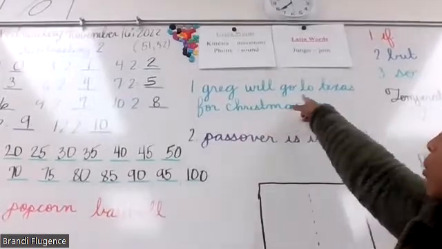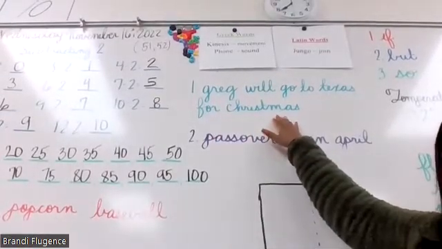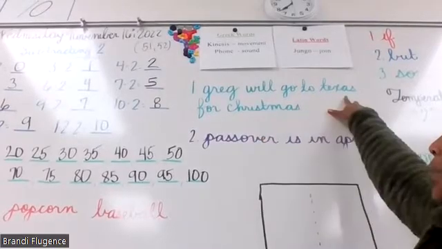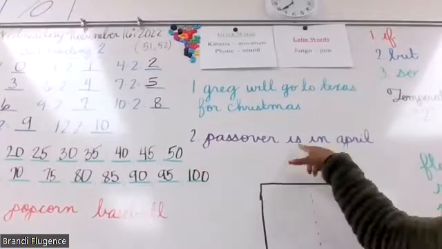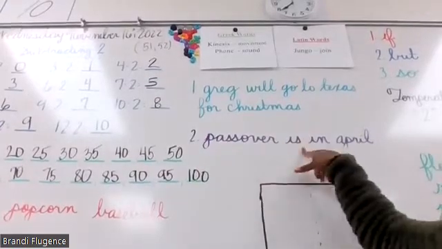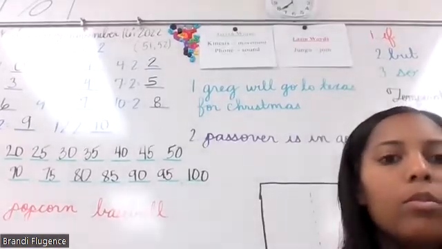All right, so let's look at number 1. It says Greg will go to Texas for Christmas. You have 2 proper nouns in here. Greg will go to Texas for Christmas. And number 2, Passover is in April. All right, go ahead and write your sentences correctly.